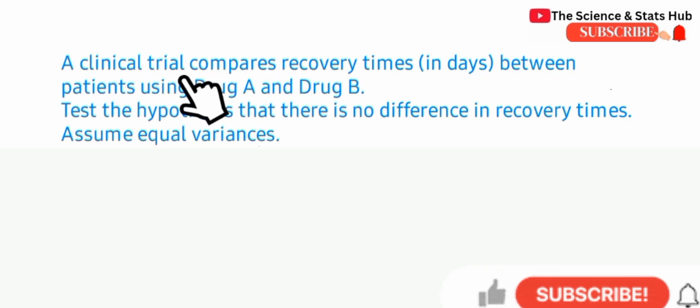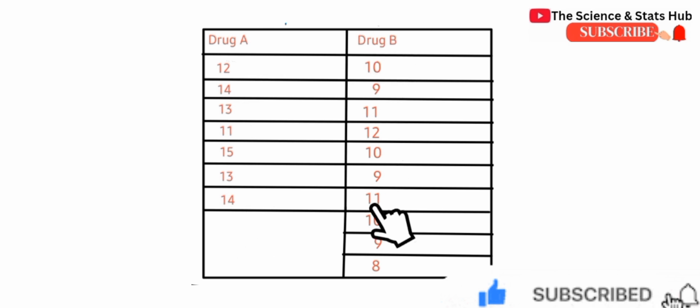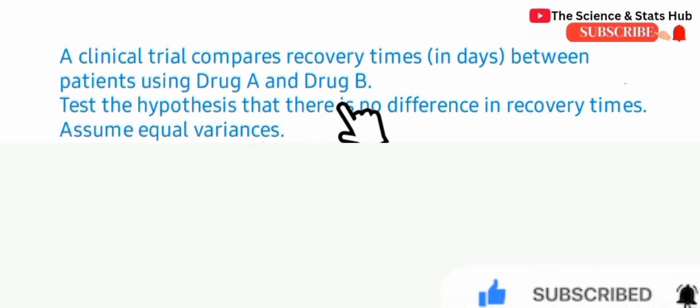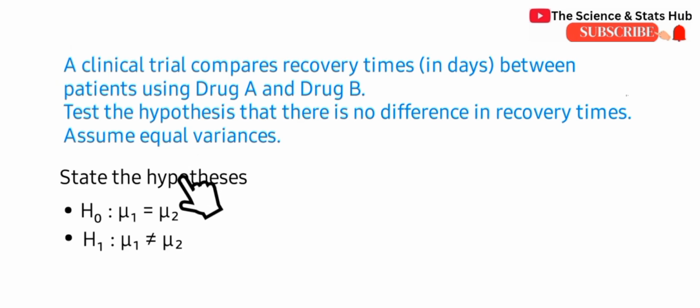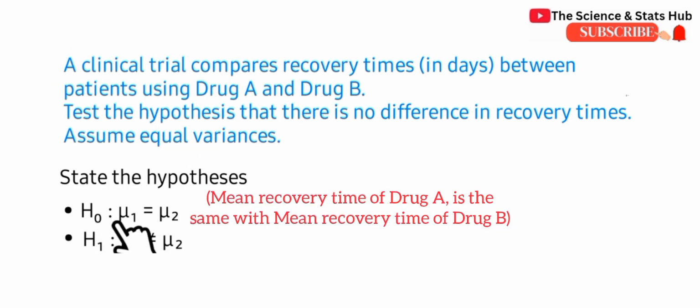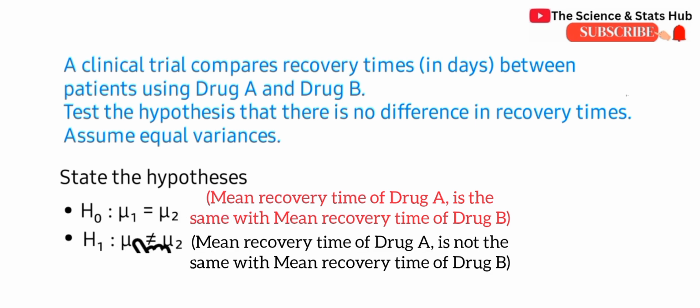Now let's solve a numerical problem involving independent two sample t-tests of equal variance and unequal sample size. A clinical trial compares recovery times in days between patients using drug A and drug B. Test the hypothesis that there is no difference in recovery times. Assume equal variances. Firstly, we state the hypothesis. The null hypothesis states that there is no difference in mean recovery time between drug A and drug B, while the alternative states that there is a difference in mean recovery time between drug A and drug B.